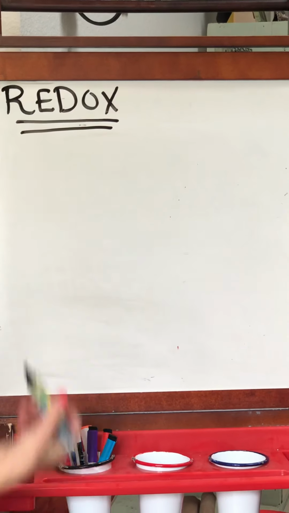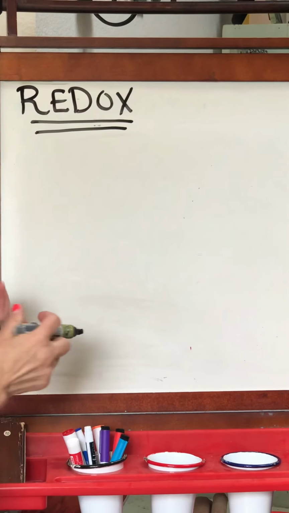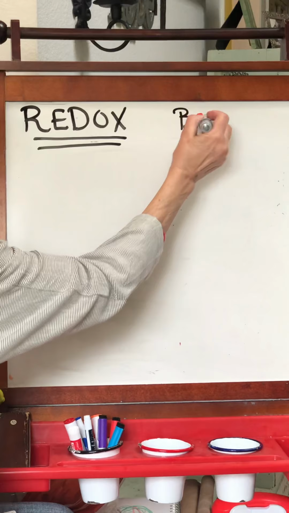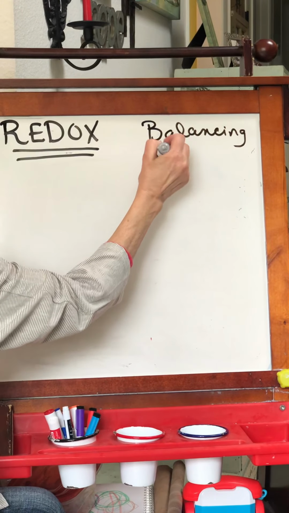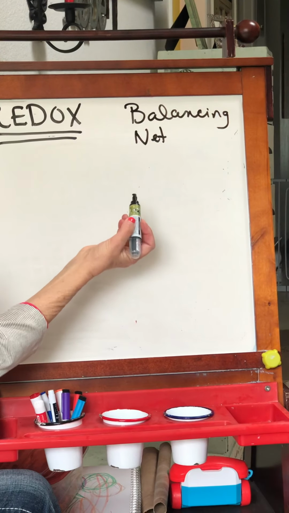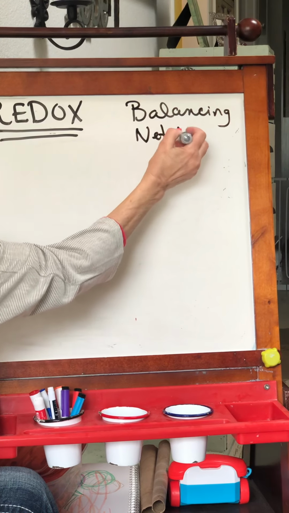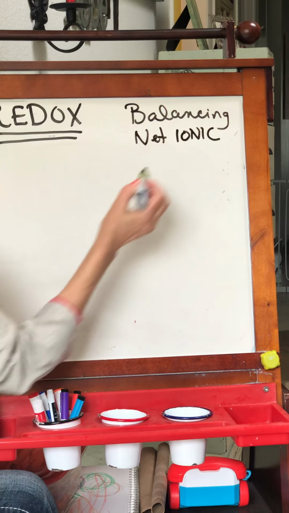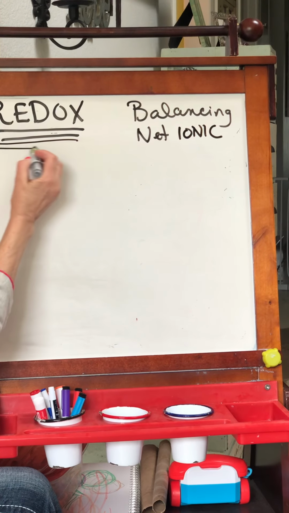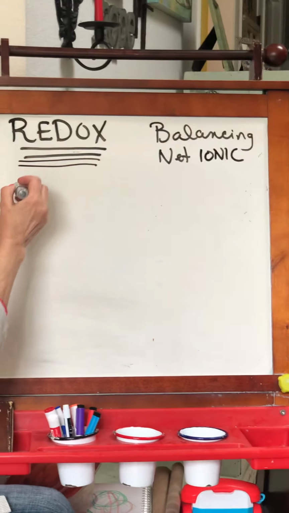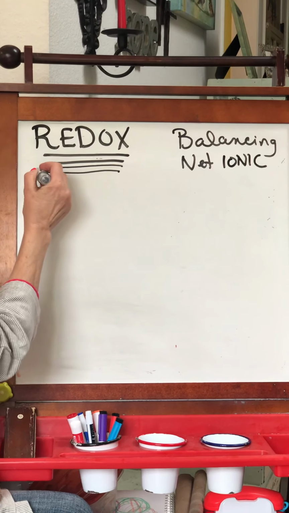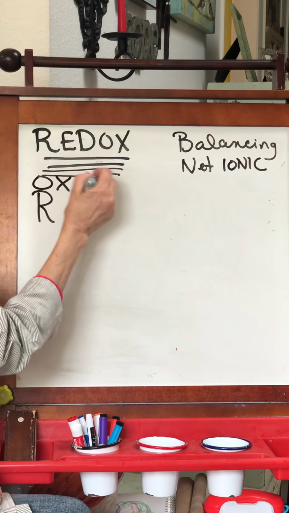So we're going to be talking about redox now before we go on to balancing, which we will do, and net ionic equations, which only happen with single displacement and double displacement. But because most of our reactions in the world fall under the category of redox, we need to talk about it. Redox is short for oxidation reduction.